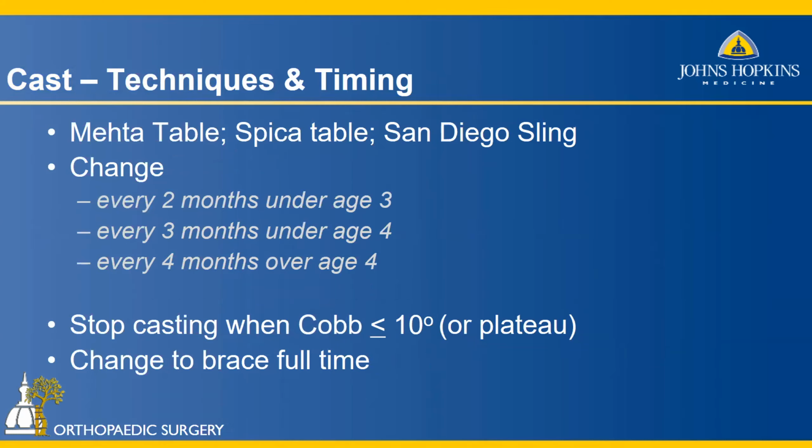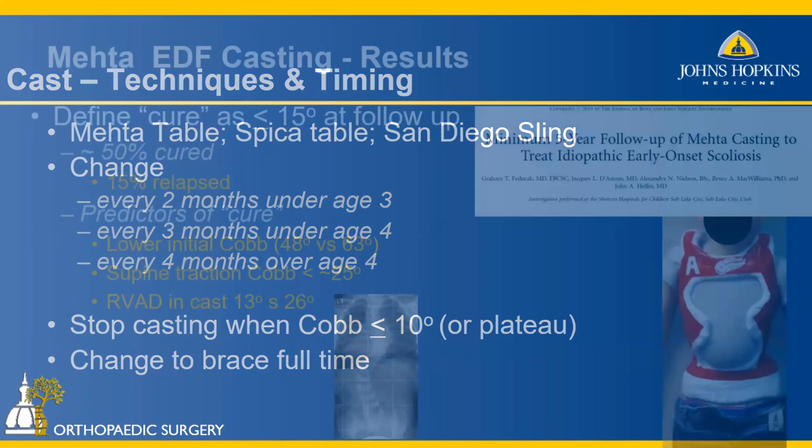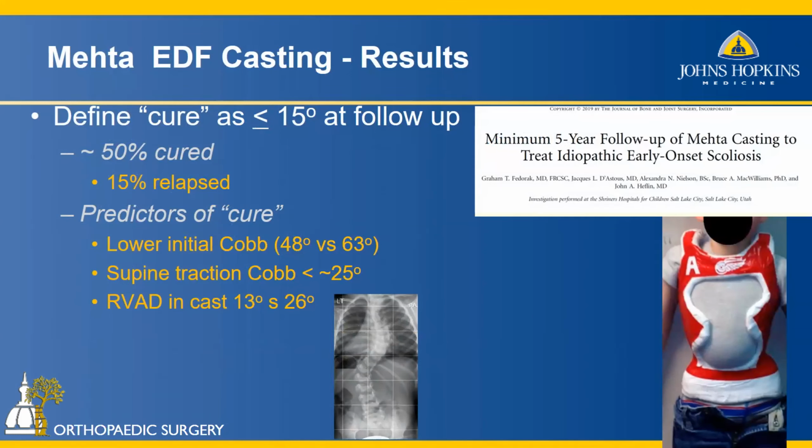The casting can be done on a specialized table called a metatable, or even on a spica table. In San Diego, they do it in a sideways fashion like a banana. And the cast should be left on for months, and it's changed at a frequency depending on the age. So for a kid under 3, you can change it about every 2 months, under age 4, every 3 months, and so on and so forth. And you stop casting when the Cobb is less than 10 degrees or plateaus, and change them to a full-time brace.